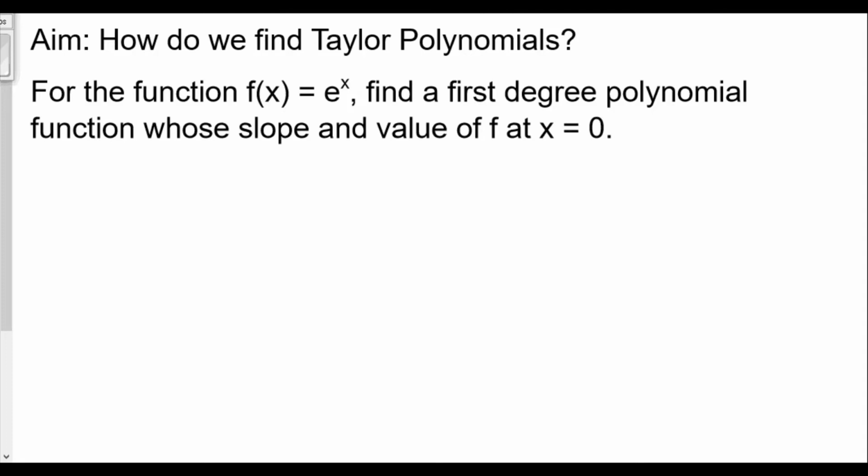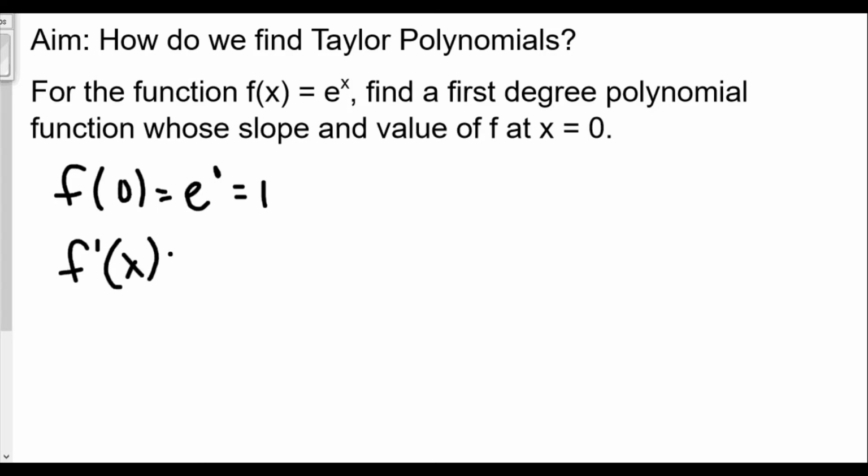So here we go. We have the function f of x equals e to the x, and we want to find the first degree polynomial whose slope and value match f at x equals 0. That means f of 0 is e to the 0, which is equal to 1. And f prime of x is e to the x, and therefore f prime of 0 is e to the 0, which is equal to 1.